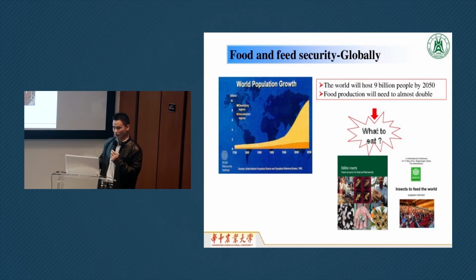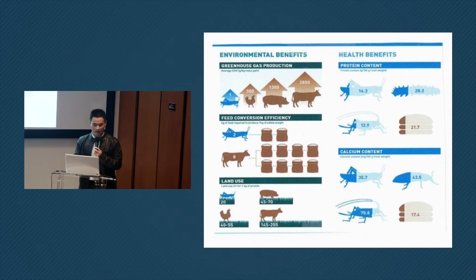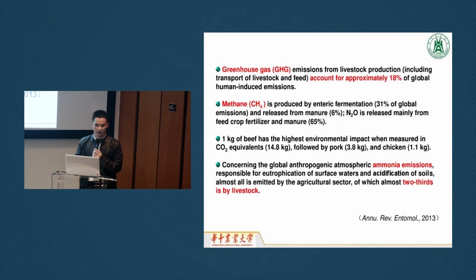So all of us are thinking that insects may do something for us. They have environmental benefits and health benefits, like Paul already showed: the greenhouse gas production is lower, the feed conversion efficiency is higher, they require less land and less water, and they have better nutrient composition and other beneficial effects. Here is a review paper about greenhouse gas emissions from animal husbandry. If we do this in a more sustainable way, using insects, we can reduce greenhouse gas emissions for the whole industry.